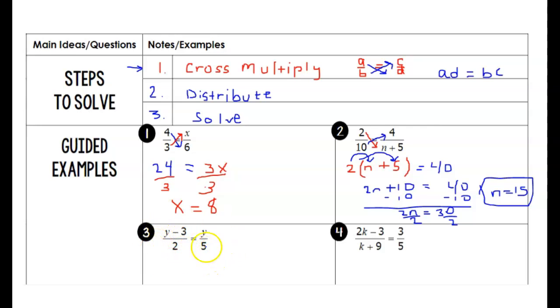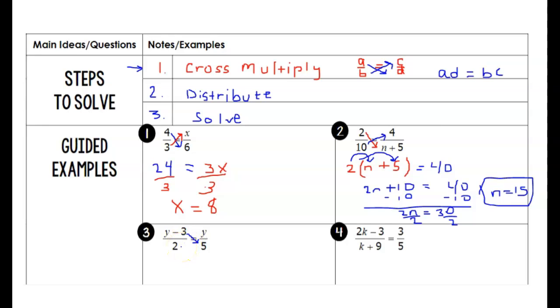Hey, guys, look at this next one. It is, again, another example of a proportion. So to solve the proportions, we're going to cross multiply. Even though this fraction is complex, I see 2 fractions set equal to each other. That means cross multiplication. So I'm going to multiply across.